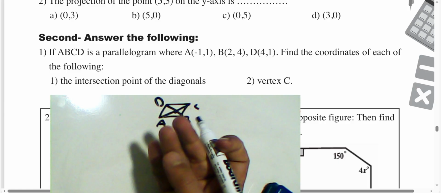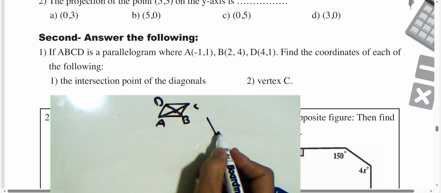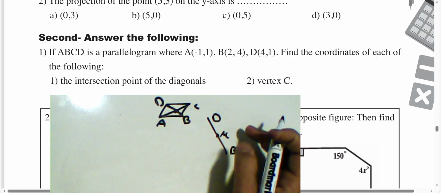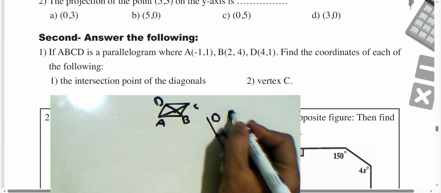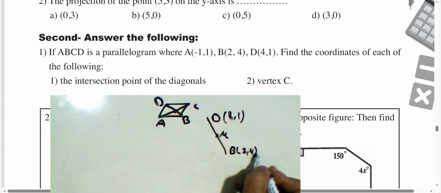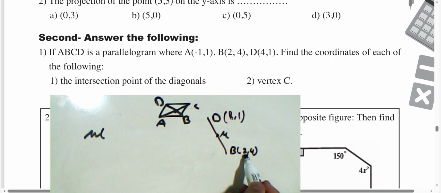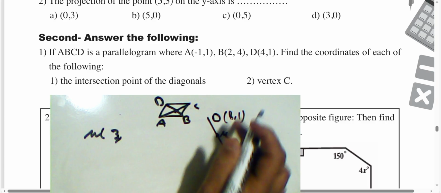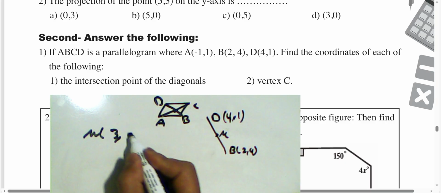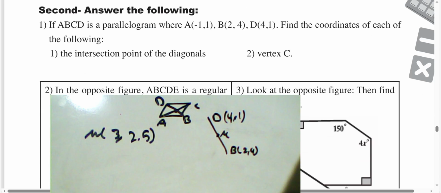We can use B and D. M lies between D and B. In the example, the coordinates of D were 4 and 1, and the coordinates of B were 2 and 4. Next step, we find the midpoint M. 4 plus 2 is 6, 6 divided by 2 equals 3. And also 1 plus 4 is 5, 5 divided by 2 is 2.5. Then the midpoint will be (3, 2.5).